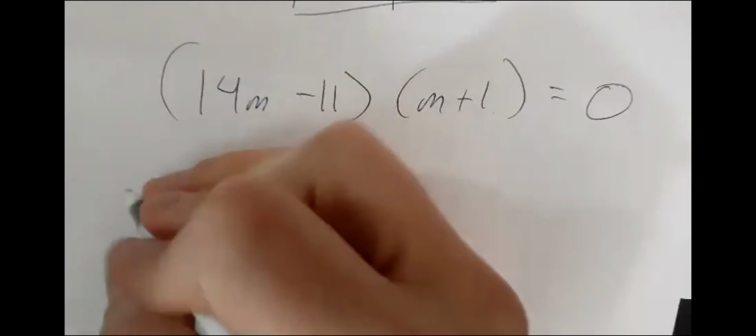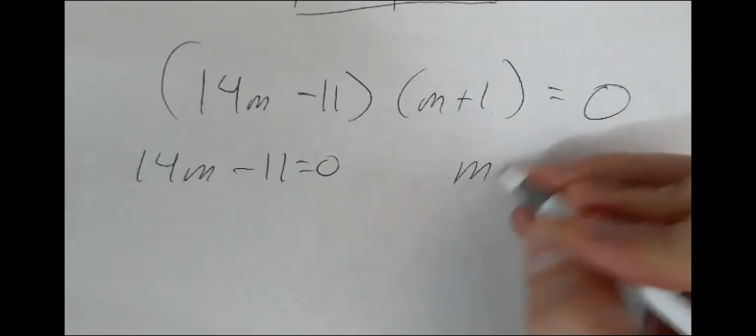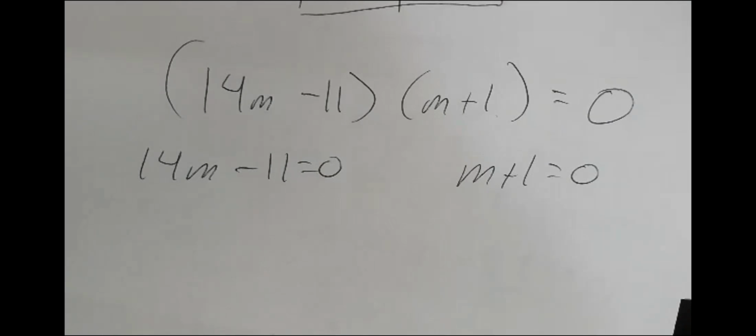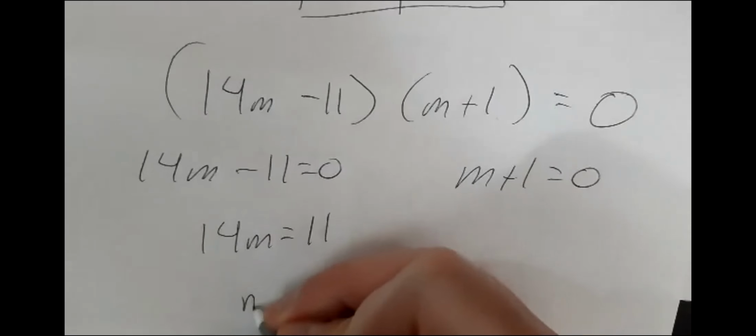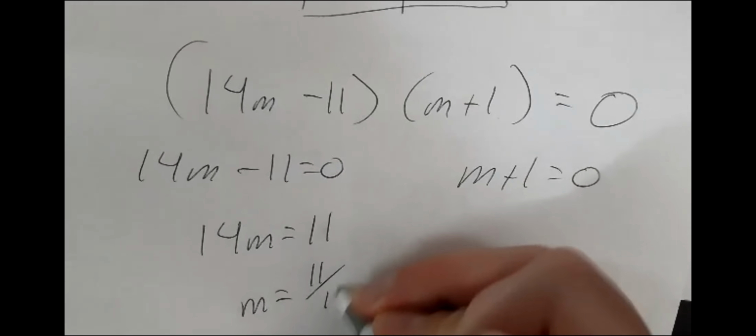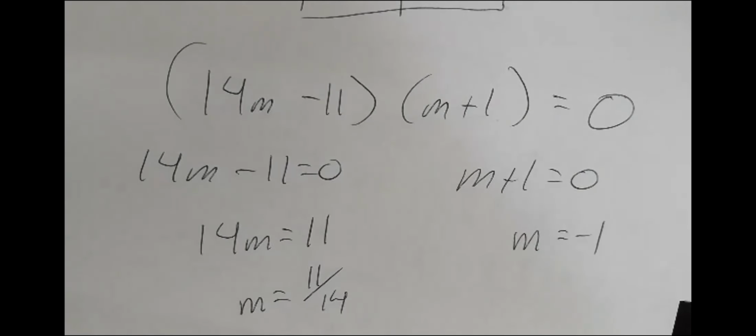And then hopefully I'm not giving away too much here. We've done a few of these by now, I think. Set each of those factors equal to 0 and solve, right? So positive m is, and we subtract it over.